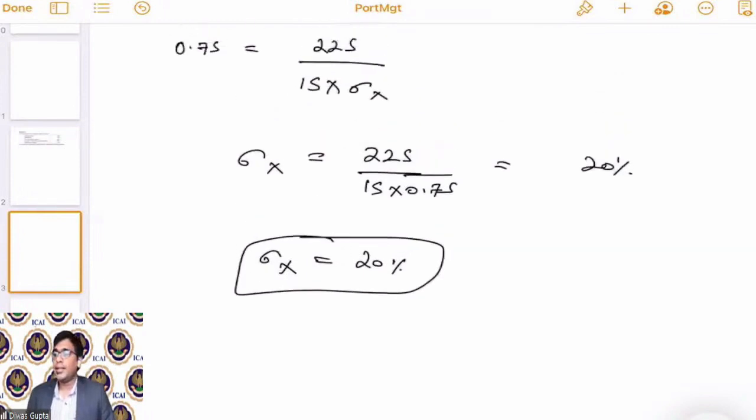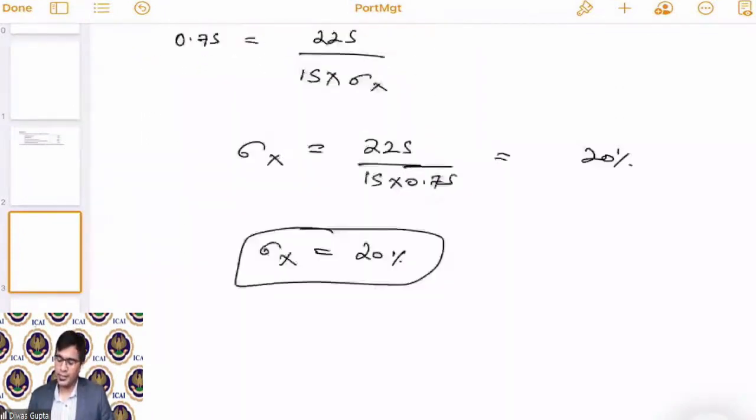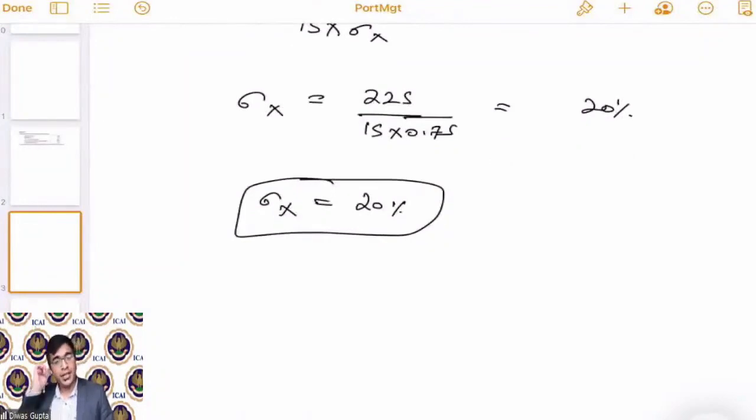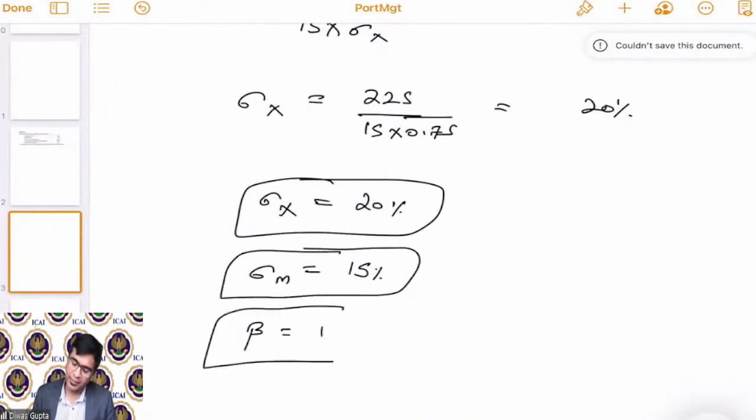Now, students, please note, the standard deviation of the security is 20%. The standard deviation of the market is 15%. Beta is 1. How is that possible?